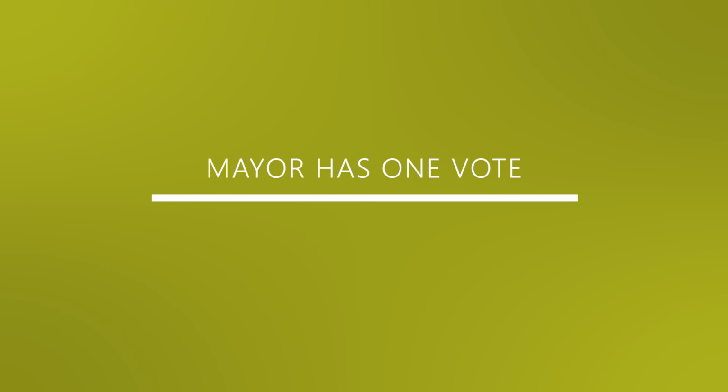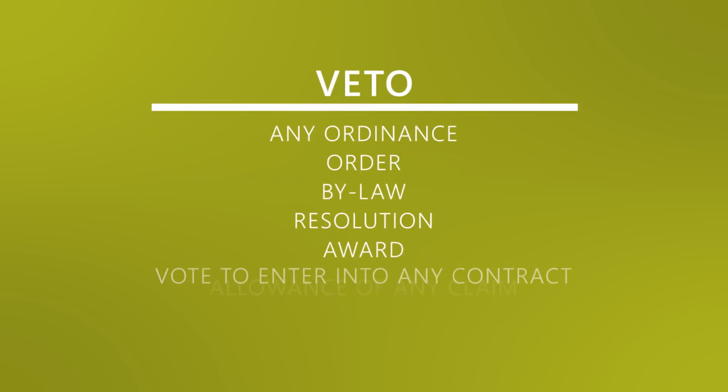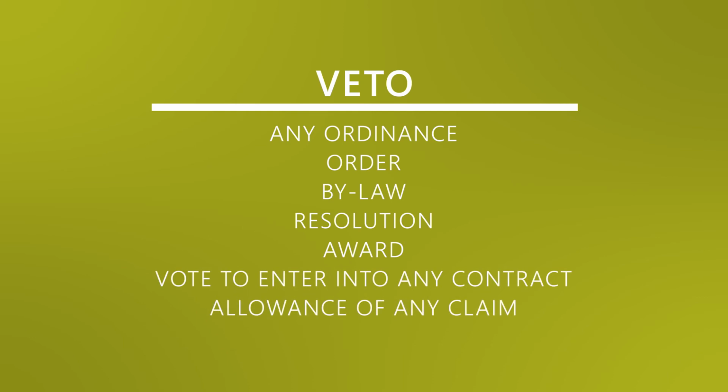The mayor also has legislative powers, which means he or she presides over all the meetings of the governing body, presenting information and making recommendations. The mayor only has one vote on all matters, but does have the power to veto. They can veto any ordinance, order, bylaw, resolution, award, a vote to enter into any contract, or the allowance of any claim. However, a veto can be overridden.